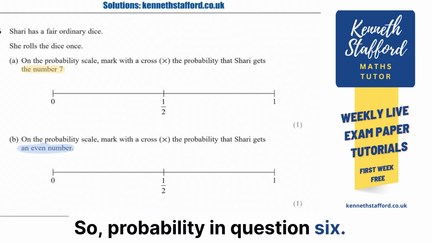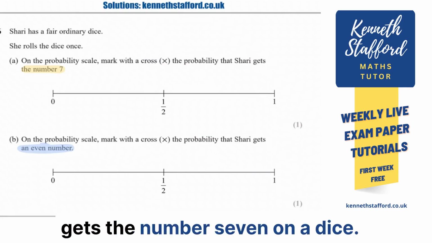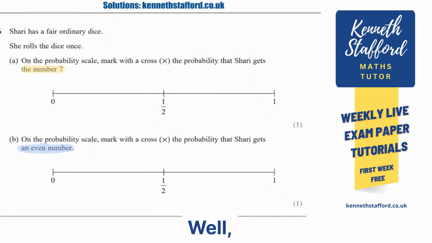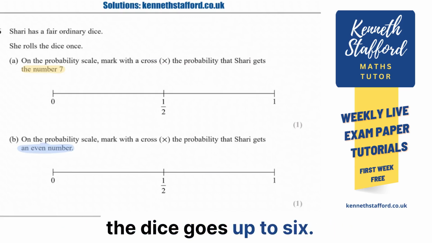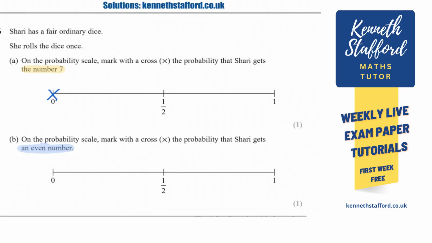So probability in question 6. I just need to mark the probability across that Shari gets the number 7 on a dice. Well, that's not possible because a dice goes up to 6. So we mark here to show that it's impossible.